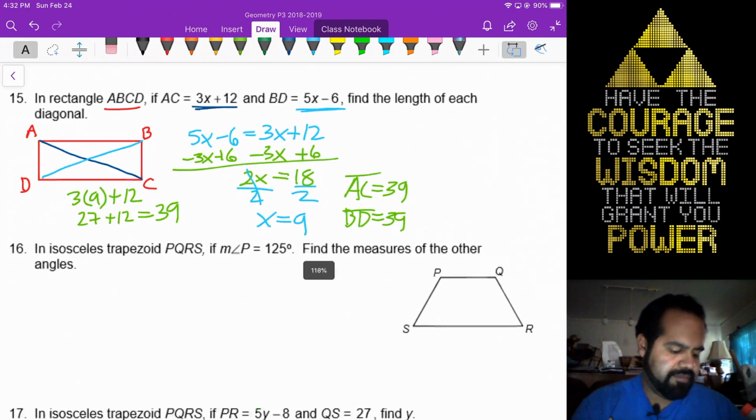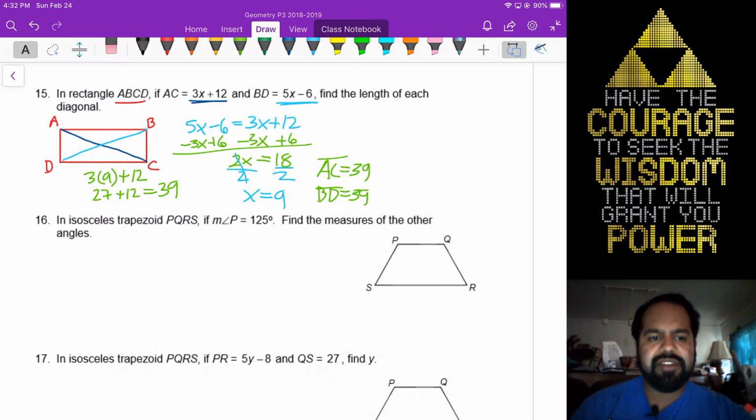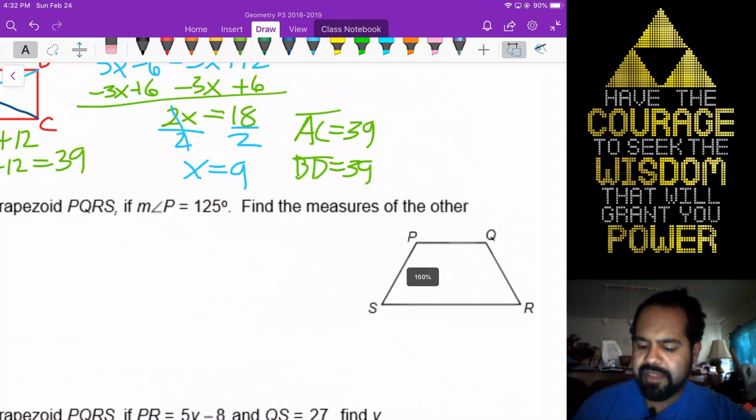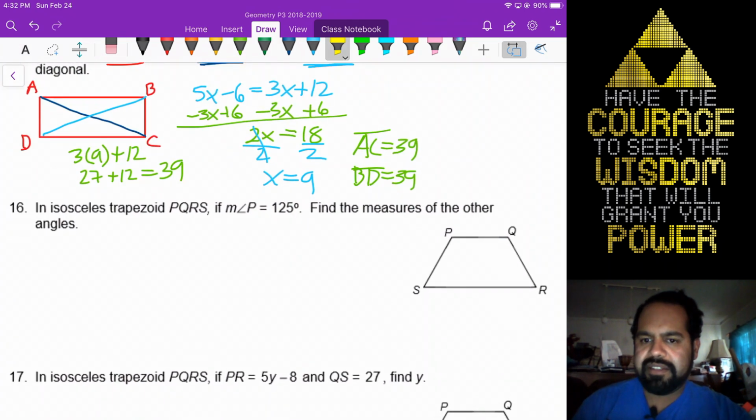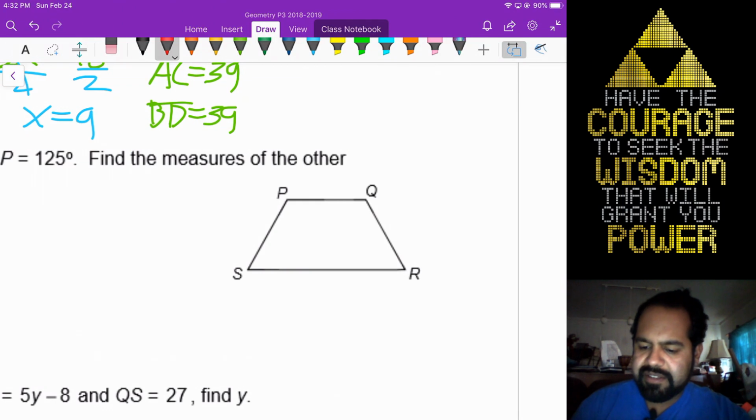Alrighty. Number 16, got ourselves this isosceles trapezoid again. Angle P is 125. Find the measure of the other angles. All right. Again, since it is isosceles, that means that your base angles are going to be congruent, as well as these top angles here. So this angle here is 125. This is also 125.